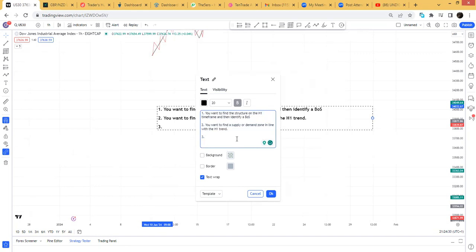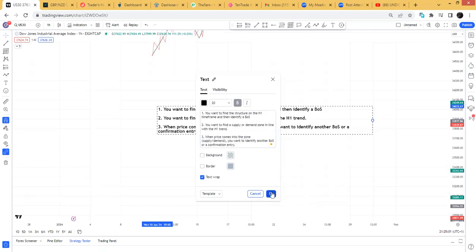So the third thing you want to do is, when price comes into the zone that you've marked out, which can be a supply or demand zone, you want to identify another break of structure or a confirmation entry. This is the third thing we want to do.